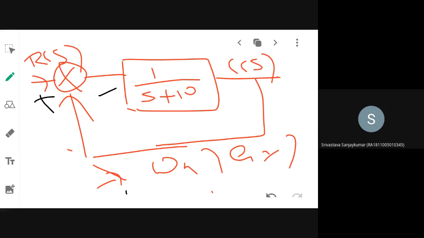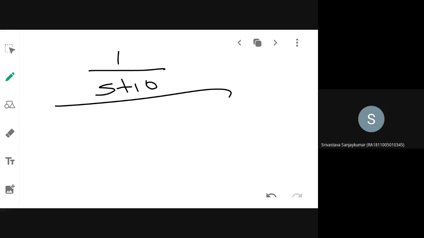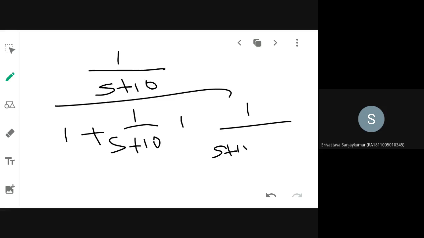G of s upon 1 upon s plus 1. So this is a first order system you are having. Now try it out for a second order system.